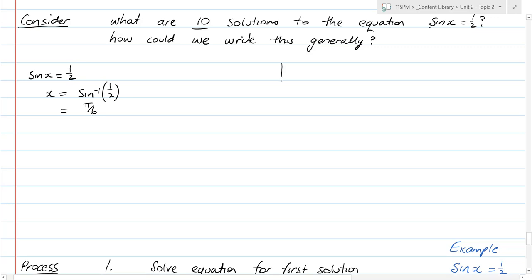Now, if I go to my unit circle and draw my CAST diagram, my first solution is pi on 6, and sine was equal to a positive value. So we're looking for the quadrants where sine is positive. It's positive in the first quadrant and it's positive in the second quadrant. That's what the CAST rule tells us. So the other solution is here. And that angle is, this is pi on 6, which means that this is 5 pi on 6. So we have two solutions. One is pi on 6, the other is 5 pi on 6. And we get our full range of solutions.